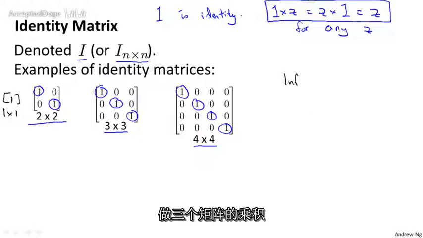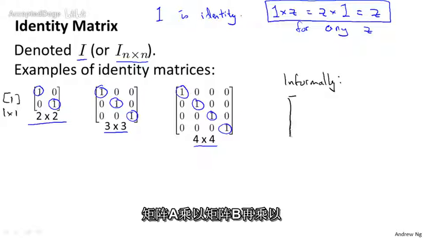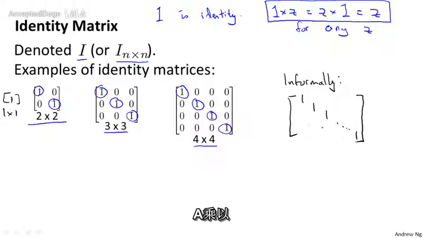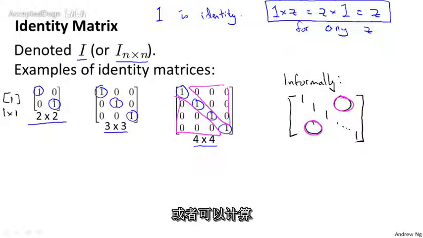Informally, when I or others are being sloppy, very often we'll write the identity matrix using the following notation: draw square brackets, write 1, 1, 1, dot, dot, dot, 1, and then somewhat sloppily write a bunch of zeros there. These zeros, this big 0 and this big 0, are meant to denote that this matrix is 0 everywhere except for the diagonal. So this is just how I might sloppily write the identity matrix.